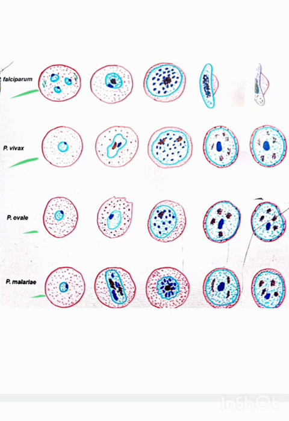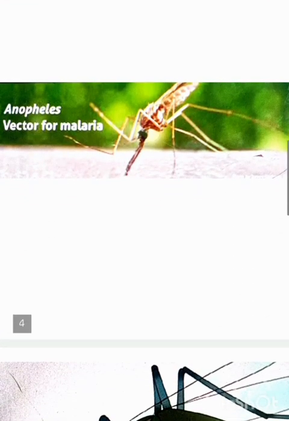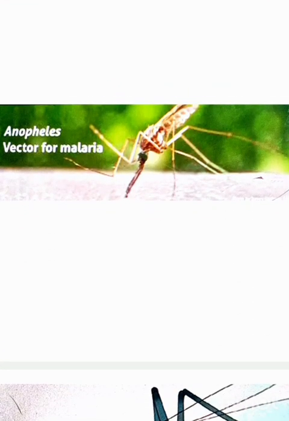Okay. Next, let's see the vector of malaria. As you can see, it's a mosquito. What is the name of the mosquito? There are many types of mosquito, but the Anopheles, but female Anopheles. The female Anopheles mosquito is responsible for malaria. Okay. So what is the vector of malaria? The vector of malaria is the female Anopheles mosquito.